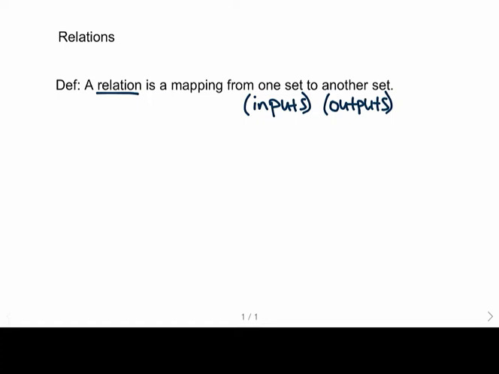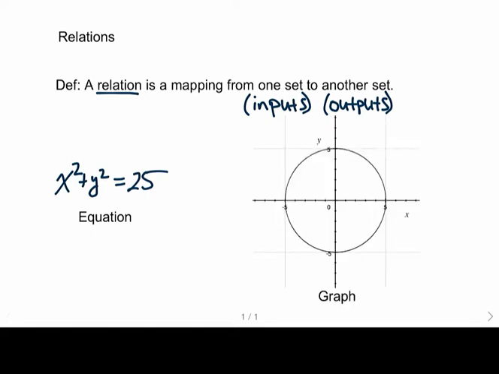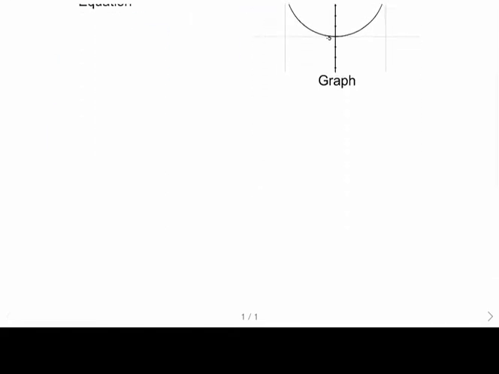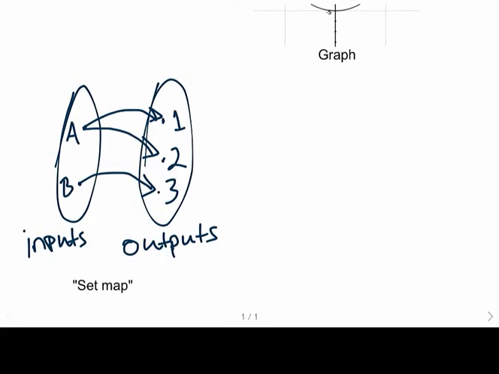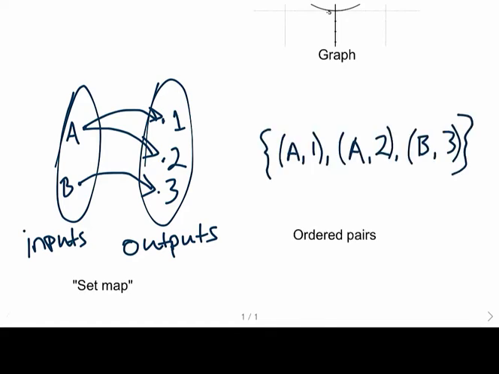They are using an equation, like x squared plus y squared equals 25, or a graph, such as this circle, a set map that indicates which inputs go to which outputs, or a list of ordered pairs, which basically has the same information that the set map does: (A,1), (A,2), and (B,3) in this case.